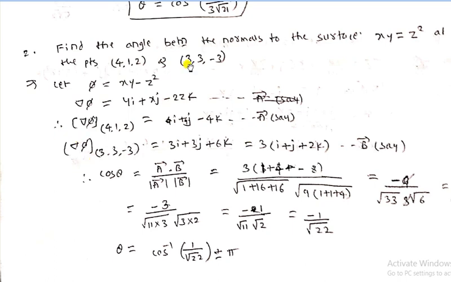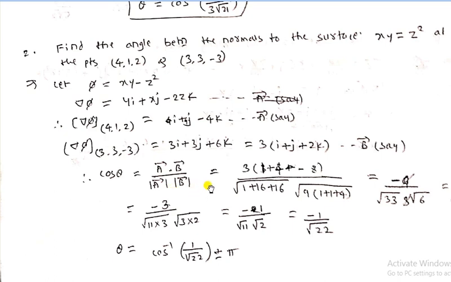Then similarly use x equal to 3, y equal to 3 and z equal to minus 3 in the above equation, which gives 3i plus 3j plus 6k, or take 3 as common, so i plus j plus 2k, which is denoted as vector b. Now we apply the angle between two surfaces as vector a and vector b. So cos theta equal to vector a dot vector b whole divided by mod of vector a into mod of vector b.